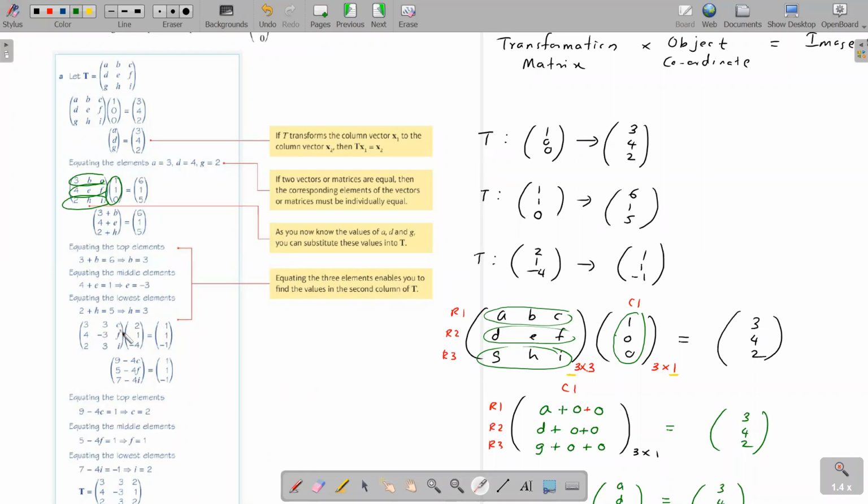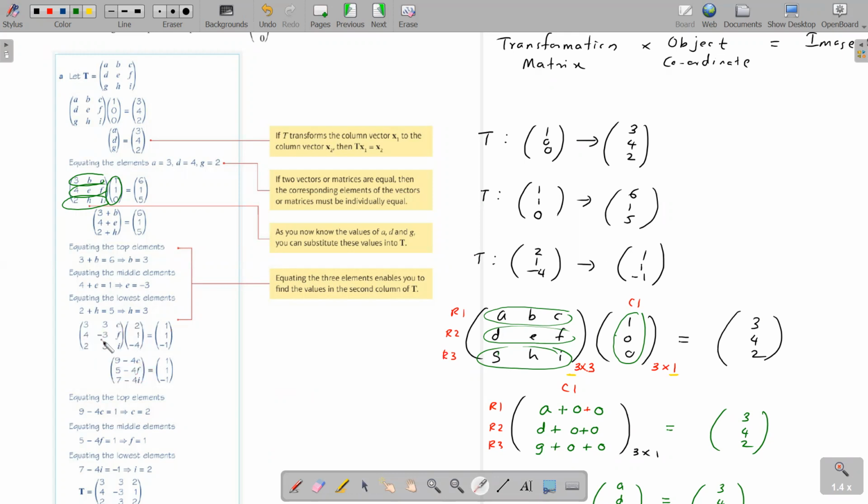Are you with me? So transformation matrix into object coordinate. The last one is 2, 1, minus 4. This is transformed to what? The image coordinate is 1, 1, minus 1. Are you with me? So again, the first row with the first column: 3 times 2 is 6, plus 3 times 1 is 3, plus C into minus 4 is minus 4C. 9 minus 4C. Are you okay with this?